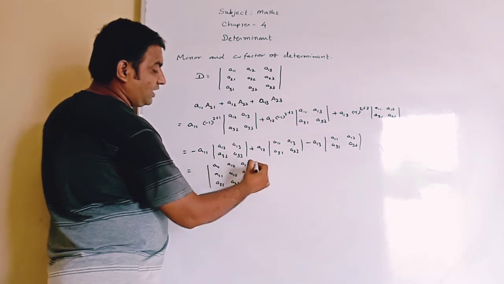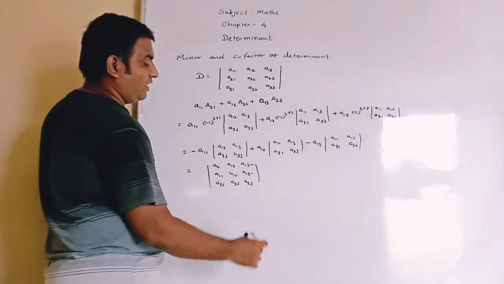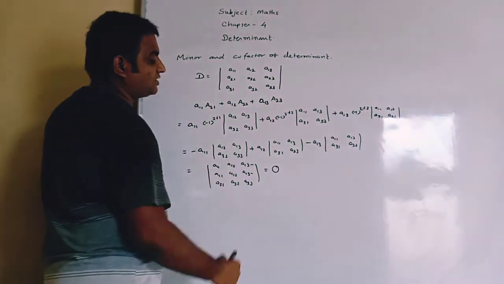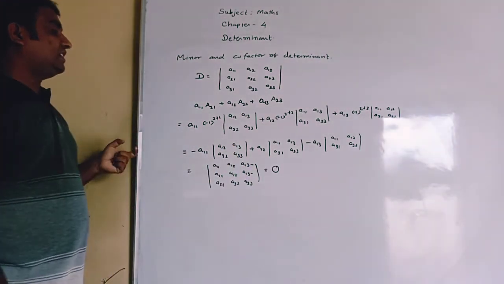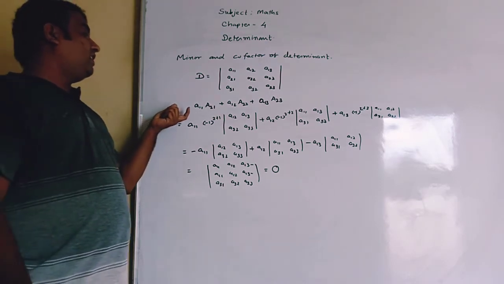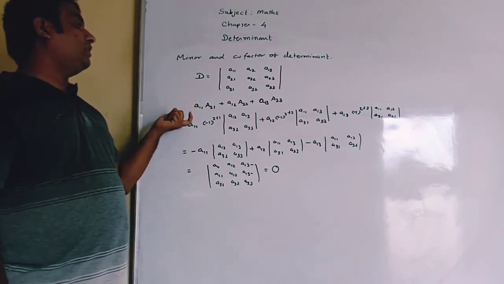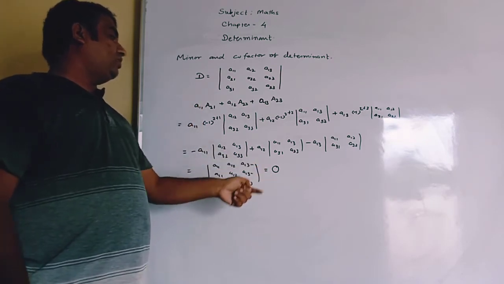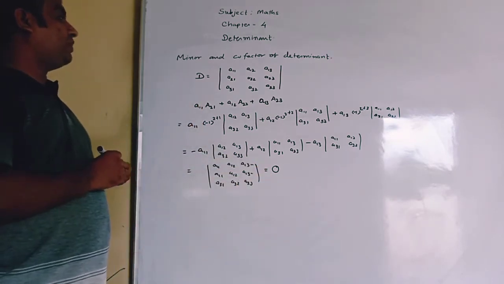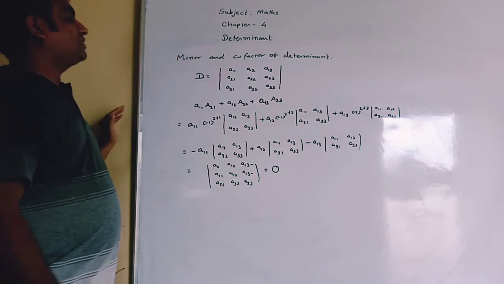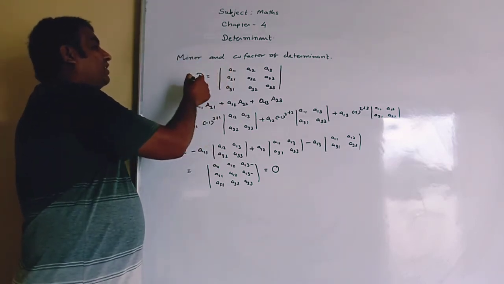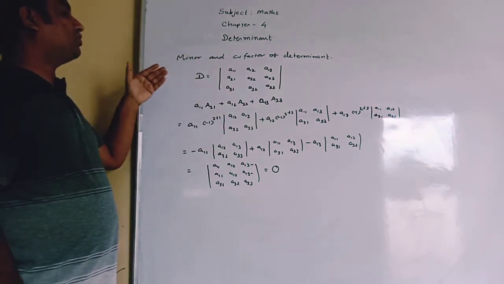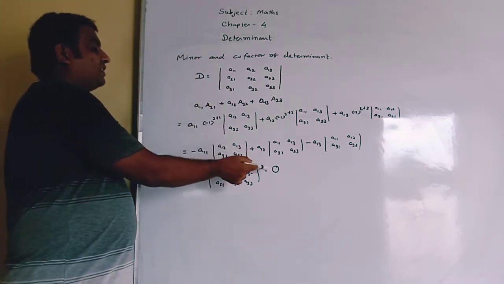Here we are getting two rows equal, and whenever in a determinant two rows are equal, the value of the determinant is 0. So whenever any row is multiplied by another row's cofactors, the value of the determinant will be 0. So we can conclude that if a row is multiplied by the same row's cofactors, then we get the determinant D, and if it is multiplied by the other row's or column's cofactors, then we will get the answer 0.